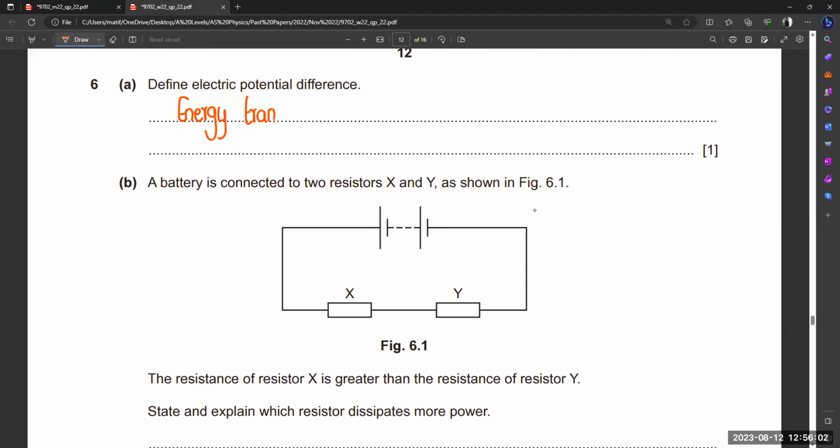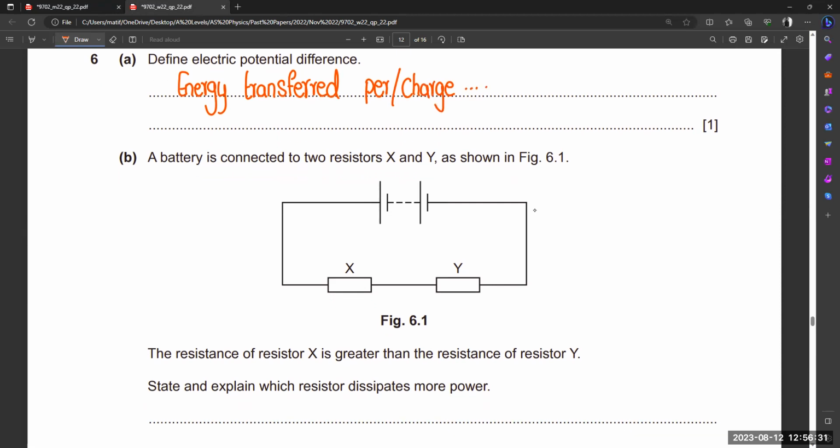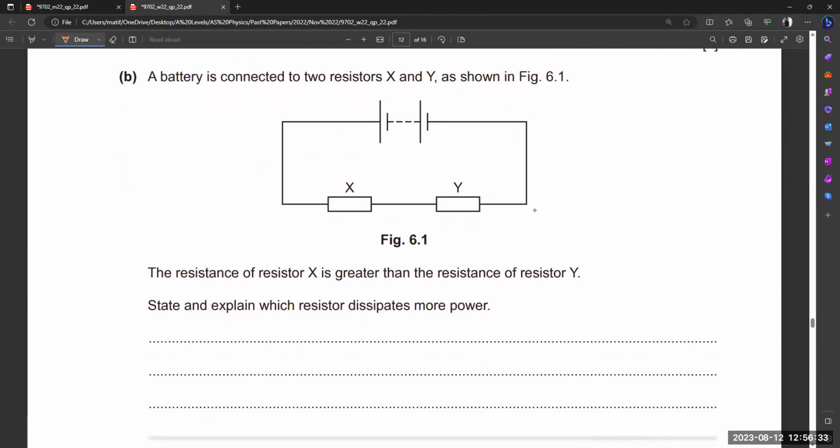Potential difference is the energy which is transferred from one terminal to the other. You also need to mention unit charge: energy transferred per unit charge from electrical to the other form, or from one terminal to the other, throughout the circuit. You already know the definition, so we are not writing it in detail again and again.